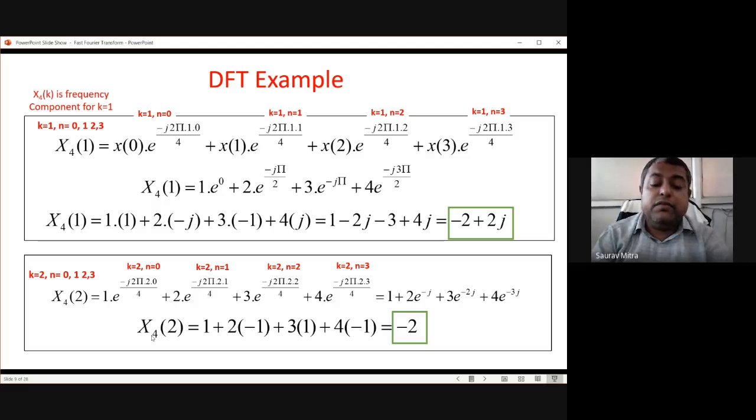Okay, so how to find the middle term? The middle term for a 4-length DFT is nothing but x2. So x0, x1, x2. So how to find x2? 1 minus second term plus third term minus fourth term. If you do this, you are getting minus 2.